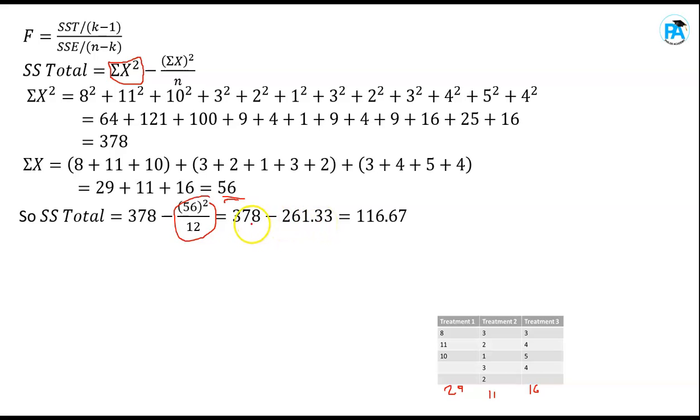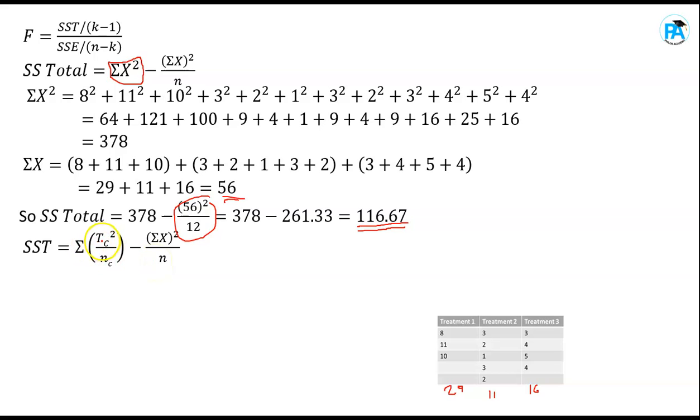Okay, then 378 minus 261.33 gives you what? 116.67. That's 116.67. So sum of square total is this. Okay, then next you find SST, which is sum of square treatment. Okay, to get sum of square treatment, the formula is sigma Tc squared over nc minus sigma x squared over n. What do we mean by this?